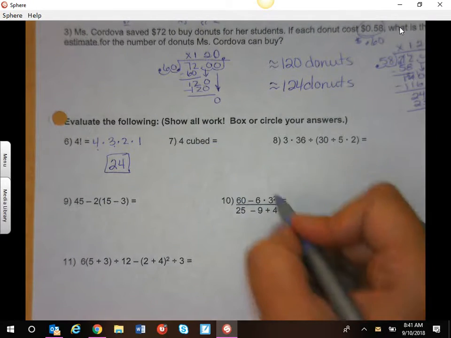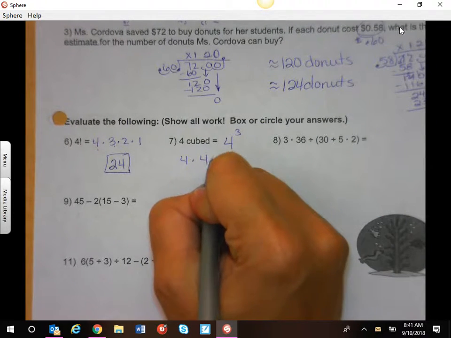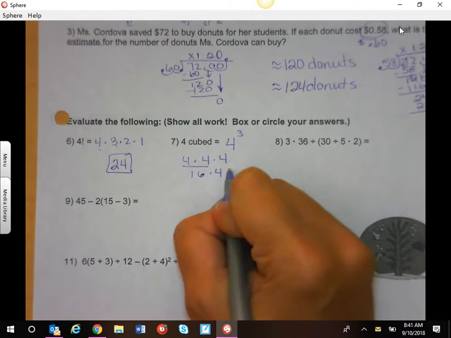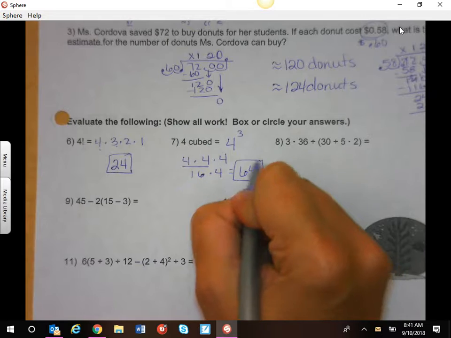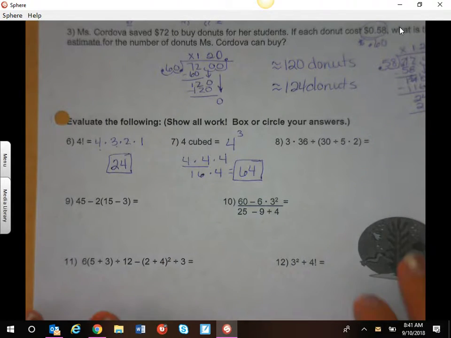Evaluate the following. 4 cubed looks like 4 to the third power, which means 4 times 4 times 4. 4 times 4 is 16. Times 4 more is 64. Remember, this is not 12. This doesn't mean 4 times 3. It's 4 times 4 times 4.